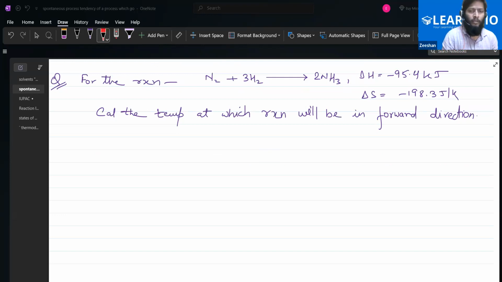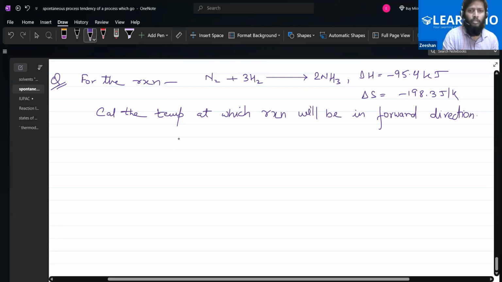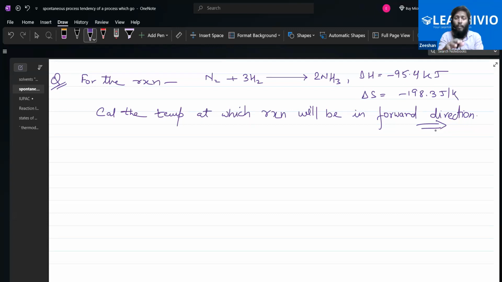So in this question, see, I'm solving this. Calculate the temperature at which the reaction will be in forward direction. So we want this reaction to happen in forward direction, which means we want this reaction to be spontaneous. Delta G should be less than 0, or at minimum it should be equal to 0, right? If it is equal to 0, then it will be at equilibrium, right? Are you getting my point? Yes, sir.